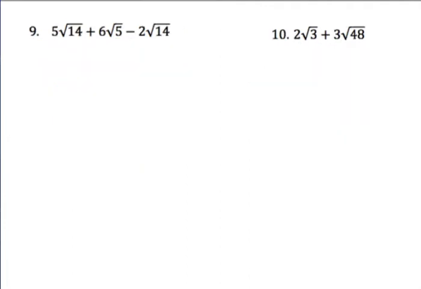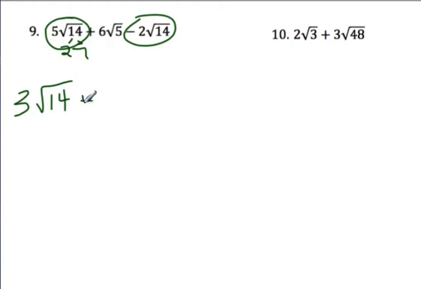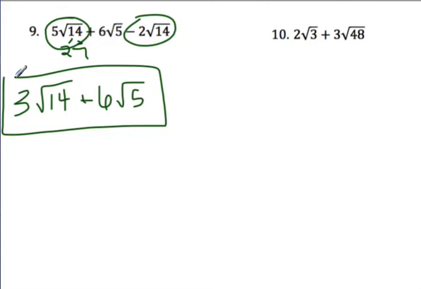Now, let's take a look at number 9. So in order for number 9 to work, it needs to be simplified. Okay, so first things first, the square root of 14 cannot be simplified. So we actually don't have anything more to simplify, but we do need to check first. So 14 only goes to 2 and 7. Those are primes. So we can actually go ahead and combine our like terms. So 5 square root of 14 minus 2 square root of 14, that's going to give me 3 square root of 14. And then plus 6 square root of 5. So that's your final answer for number 9.